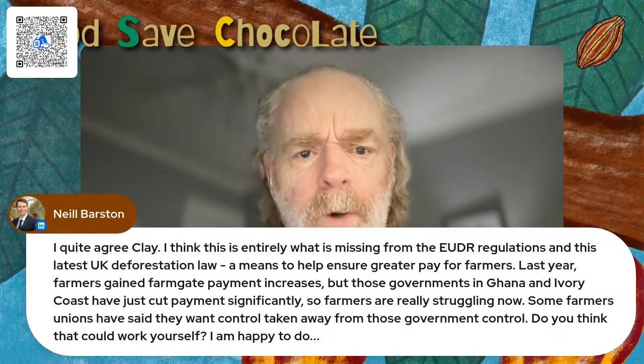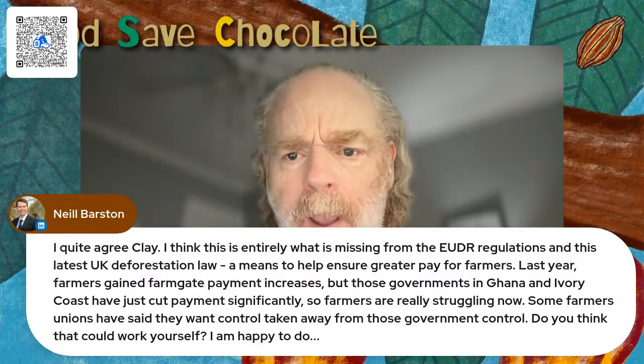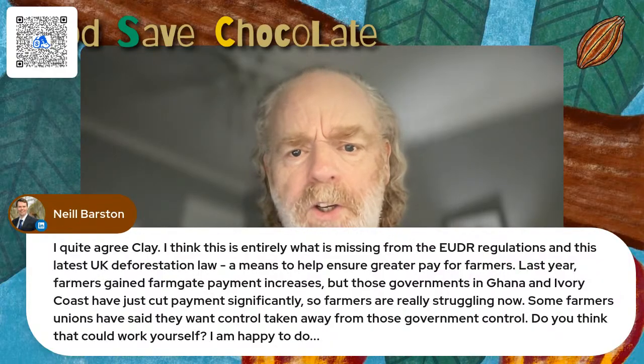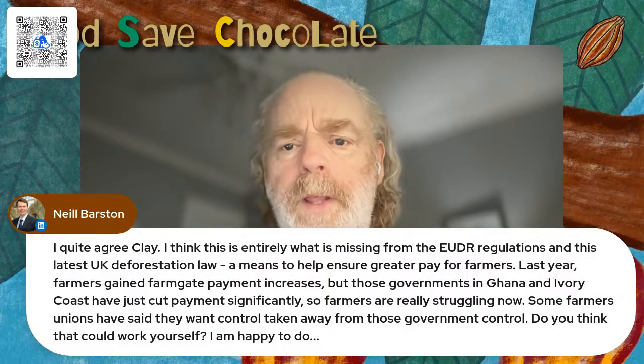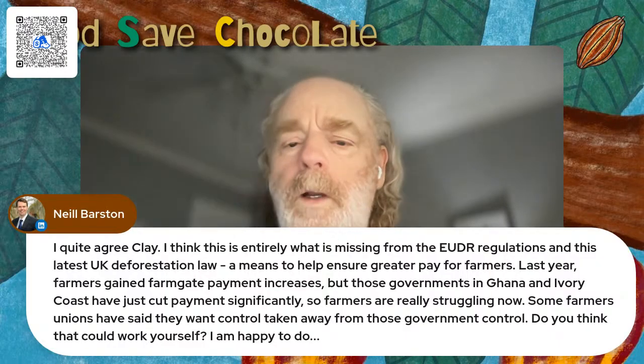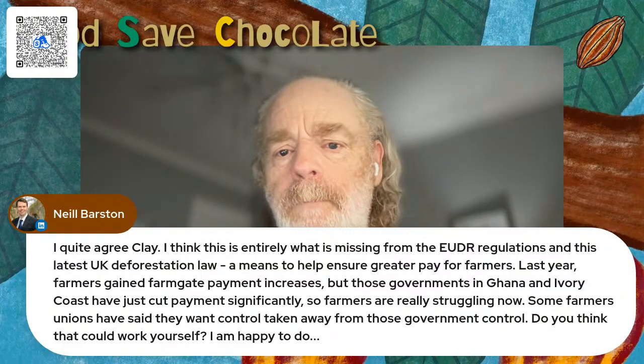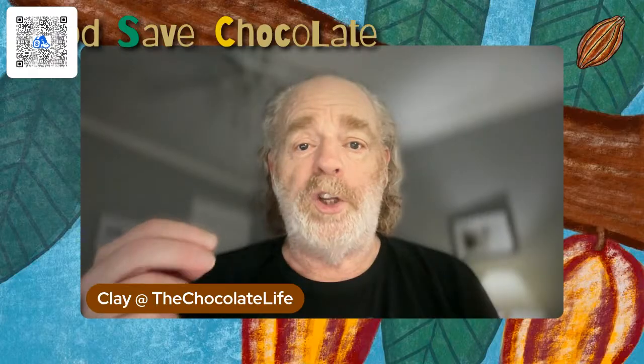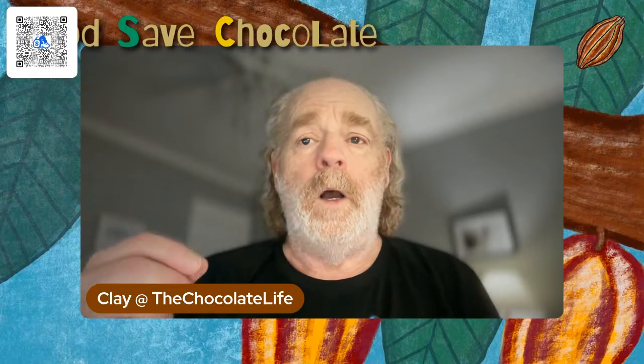Some farmers unions have said they want control taken away from the government, right? Do you think that could work yourself? So the answer to that is, I am sure that there are instances where it will work. And I am sure that there are instances where the management of the union or cooperative, right, will take advantage of the situation and personally enrich themselves.